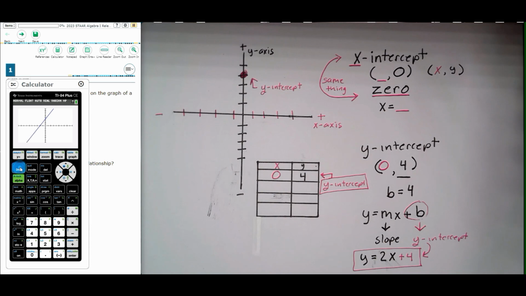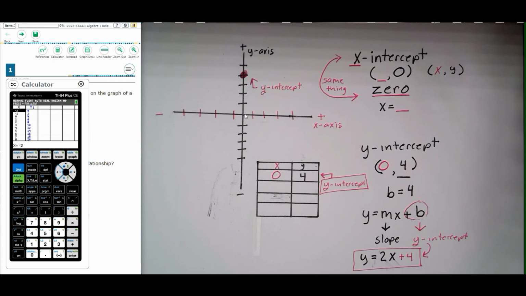So I'm going to hit second table, and I'm going to click up until I get to the value -2. And look, it does show when x is -2, the y is 0. So I know that this is my 0 because that's what I was looking for. I wanted to know when does it cross my x-axis, and it crosses it at -2 because that's when y is 0.